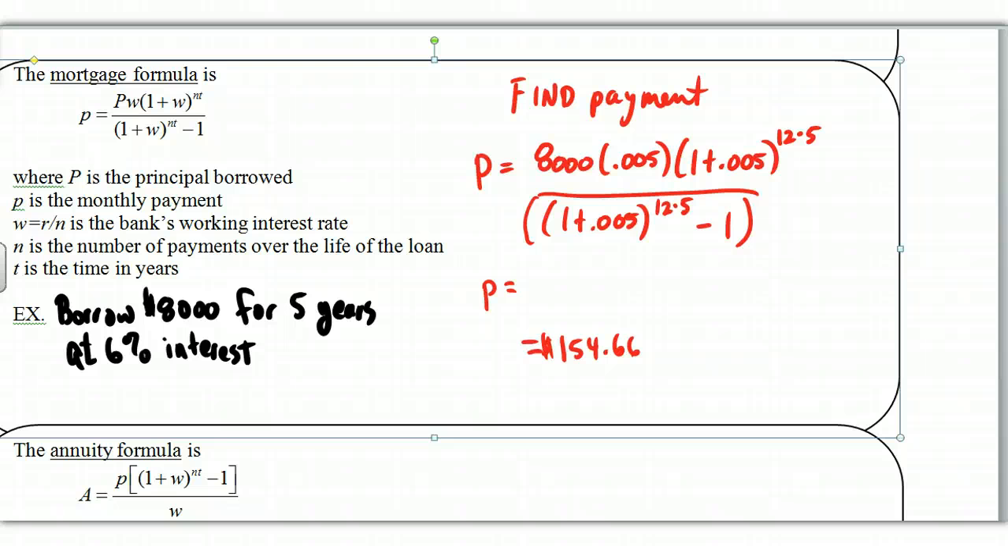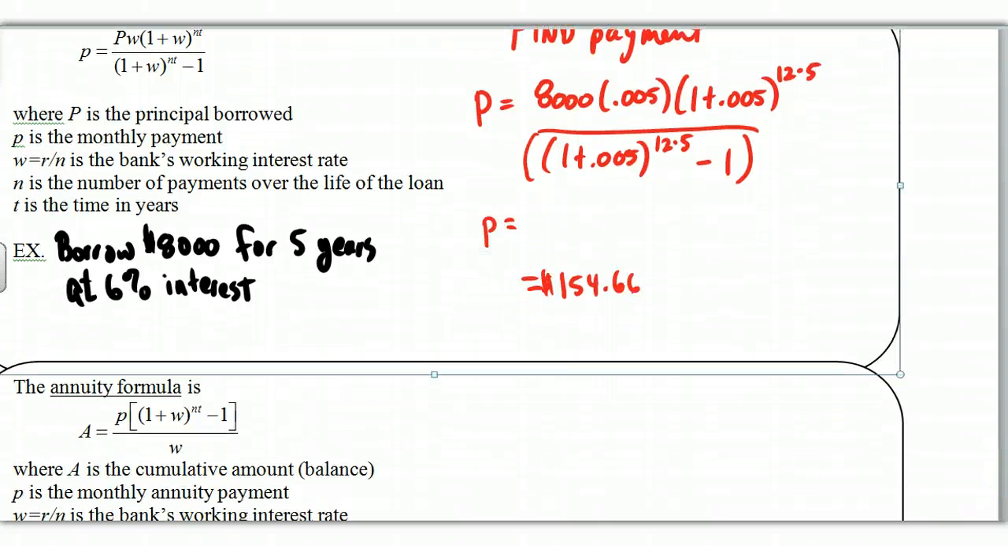So I got 154.66, so that would be your monthly payment that you'd end up with. If you're having trouble finding that number, remember that you do have to group this one in the denominator, and then this exponent is 60. 12 times 5 is 60. Maybe you're making an error with that, with parentheses or something. But go and double check that.